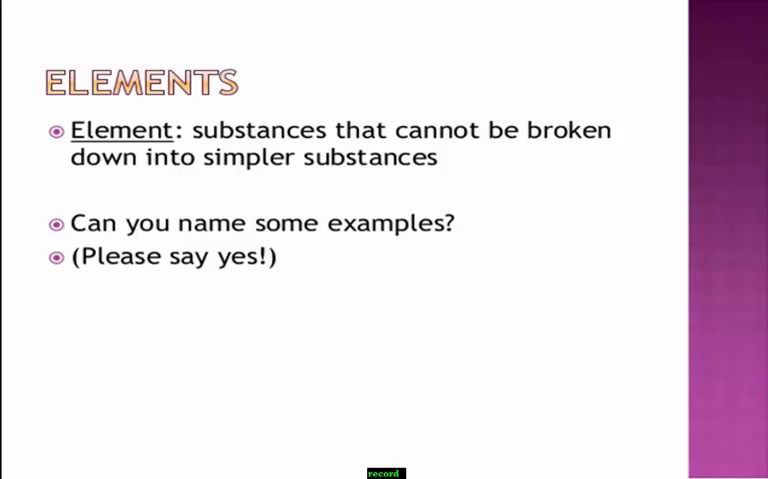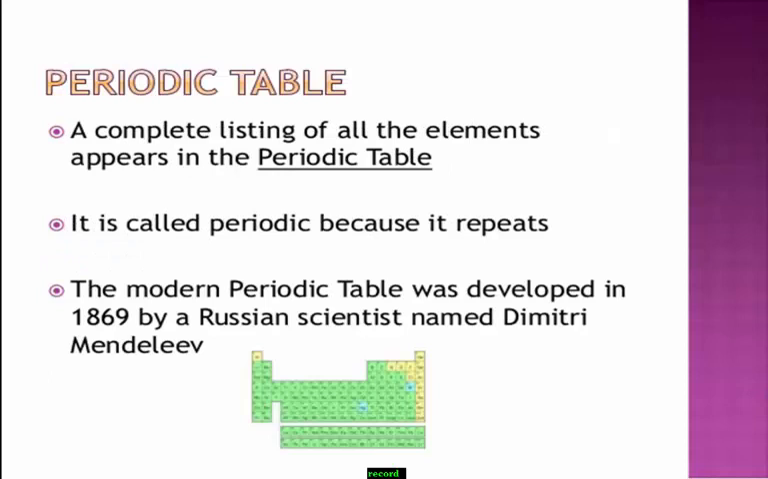A substance that cannot be broken down into simpler substances. The detailed study of these elements we will see later. Now, come to the point of the periodic table. What is the periodic table? A complete listing of all the elements appears in the periodic table. Means the periodic table contains all the elements. There are different types of elements present in the periodic table.